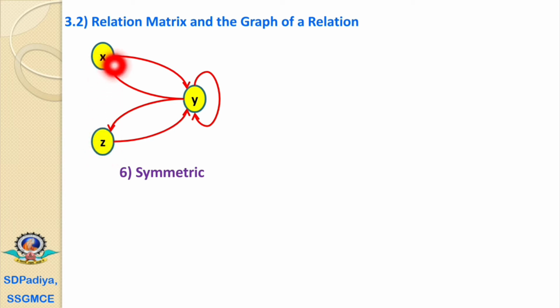Second, x has a relation to y and y has a relation with x. y has a relation with z, then z has a relation with y. That's why this graph is symmetric. Right? Then it is not transitive and it is not irreflexive, because for irreflexive, no node may have the relation with itself. But in this graph, y has the relation with itself. That's why it is not irreflexive also.